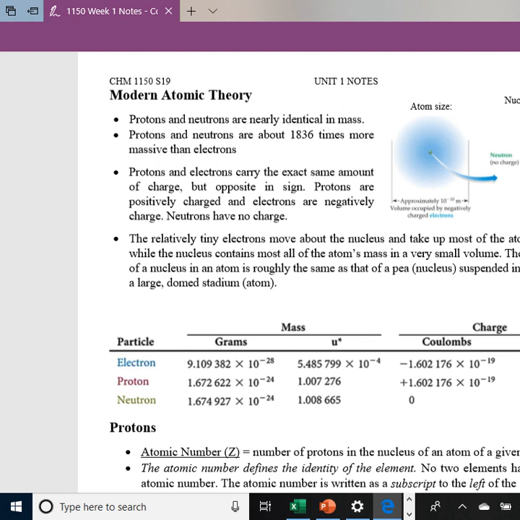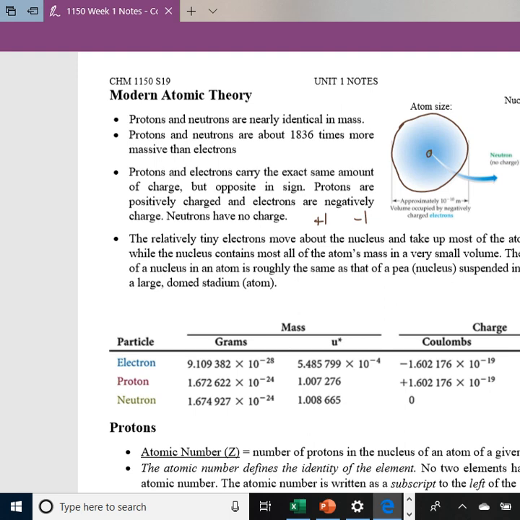The atom is made up of a nucleus, and in the nucleus, this very small center part here, is where protons and neutrons reside, and then the rest of the atom, this fuzzier outer ring, is where the electrons reside. Protons and electrons carry the exact same amount of charge but are opposite in sign. Protons are positively charged and electrons are negatively charged, and neutrons have no charge. When we refer to the charges on protons and electrons, we usually just say +1 and -1. That's the language that we'll be using.